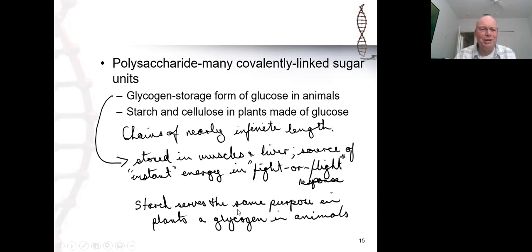And we'll talk about cellulose as a separate polymer, because it's the odd one out amongst these three, as you'll see.